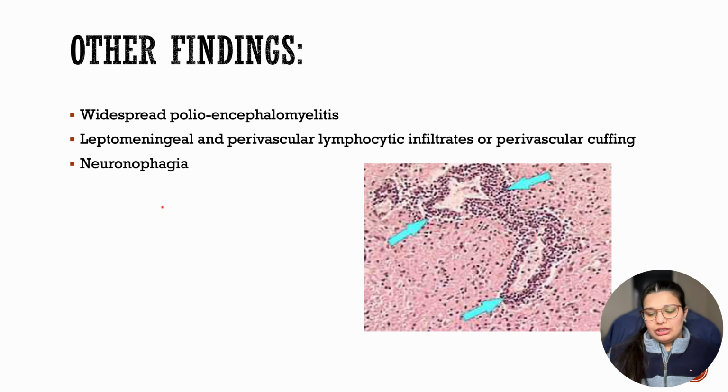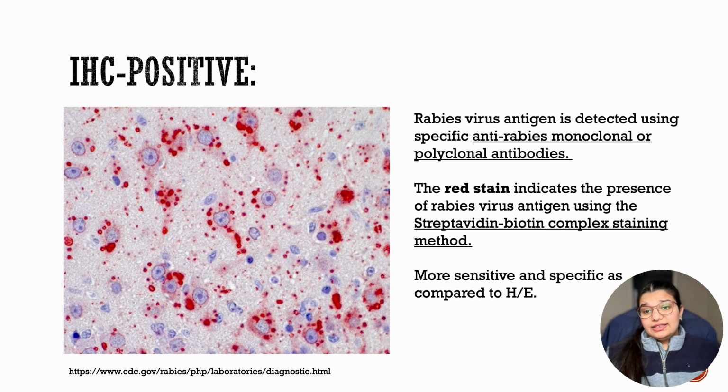And neuronophagia, of course, where neurons are dead, caused by the virus infecting them, and this actually leads to the Babes nodule we discussed before. Then IHC positivity: which IHC we use to diagnose rabies, or I would more specifically say to confirm that it's rabies. These are basically rabies virus antigens.